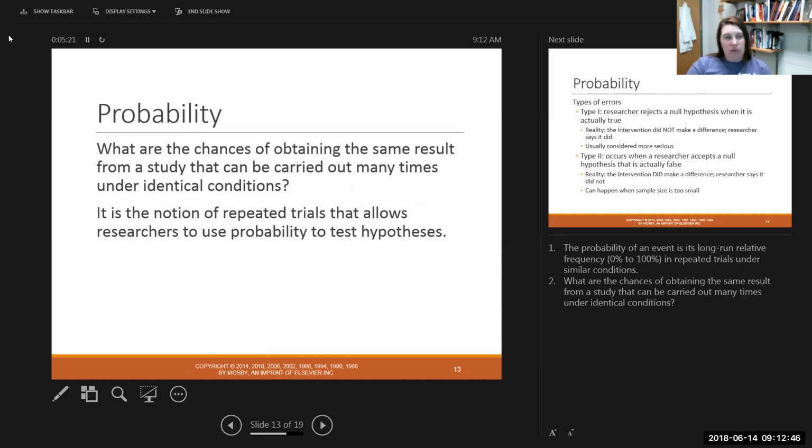With probability, we are looking at what the chances are of obtaining the same result from a study that can be carried out many times under identical conditions. And the idea is that by repeating trials, we allow researchers to use probabilities to test their hypotheses.